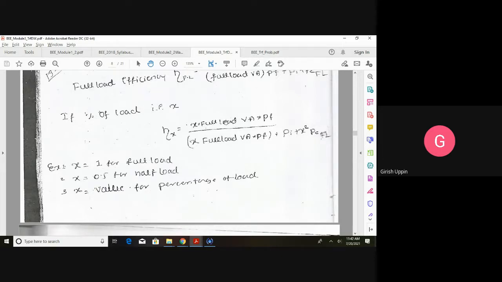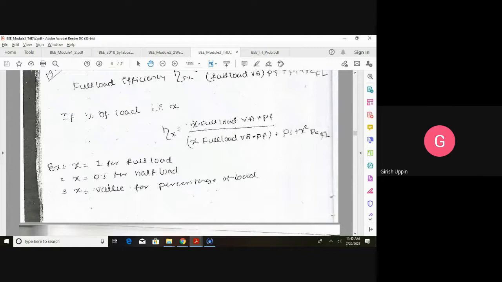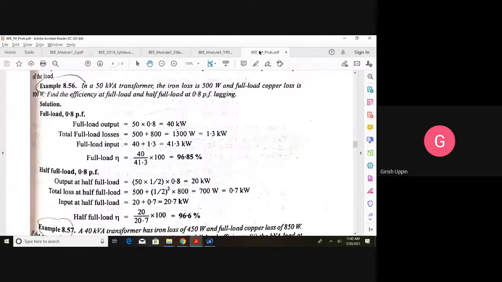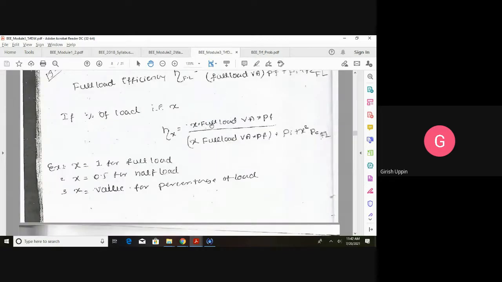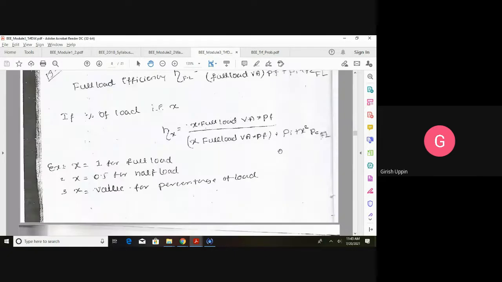Okay, so if I use this formula, first I have to find the full load efficiency, and the power factor is 0.8. So here full load means X is 1. 1 into, it is a 50 kVA transformer, 1 into 50 into 10 raised to 3, power factor is 0.8, divided by 1 into 50 into 10 raised to 3 into 0.8 plus PI, they have given it as 500, and PCFL is 800. 500 plus 1 square into 800, whole thing multiplied by 100. You will directly get the efficiency.